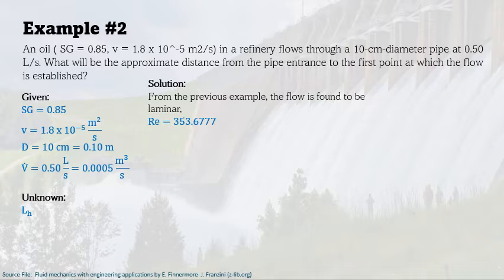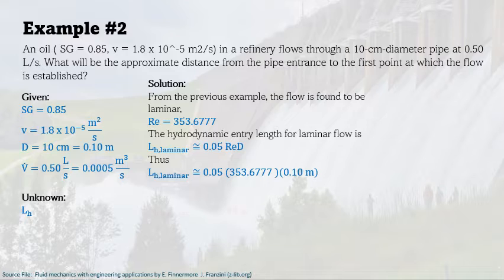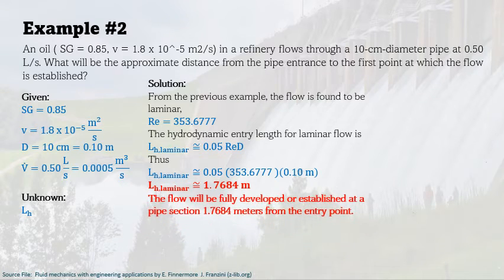If the Reynolds number here is 353.6777 based on example number 1, then using the formula for hydrodynamic entry length for laminar flow, we get the hydrodynamic entry length equal to 1.7684 meters. Therefore, the flow will be fully developed or established at a pipe section 1.7684 meters from the entry point.